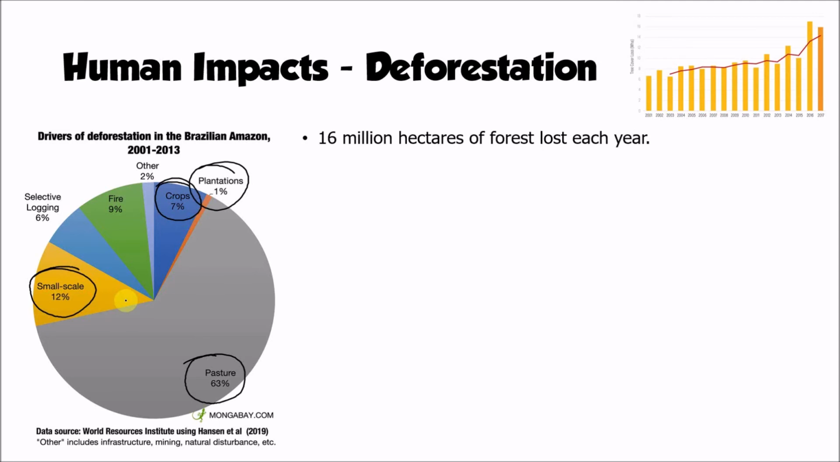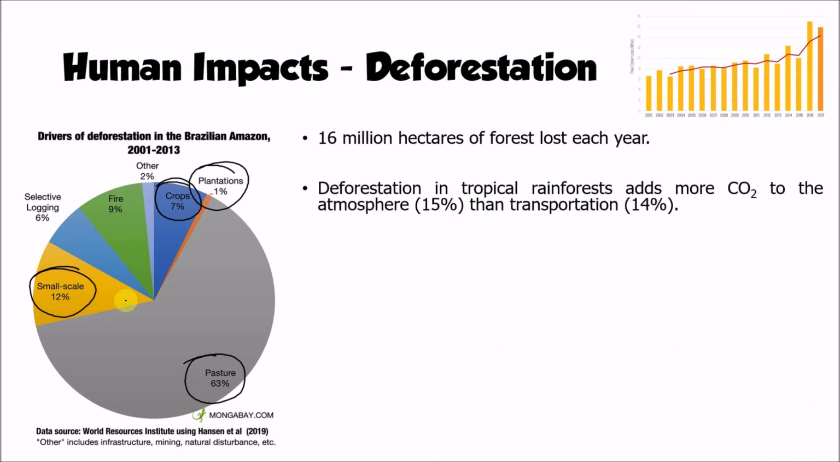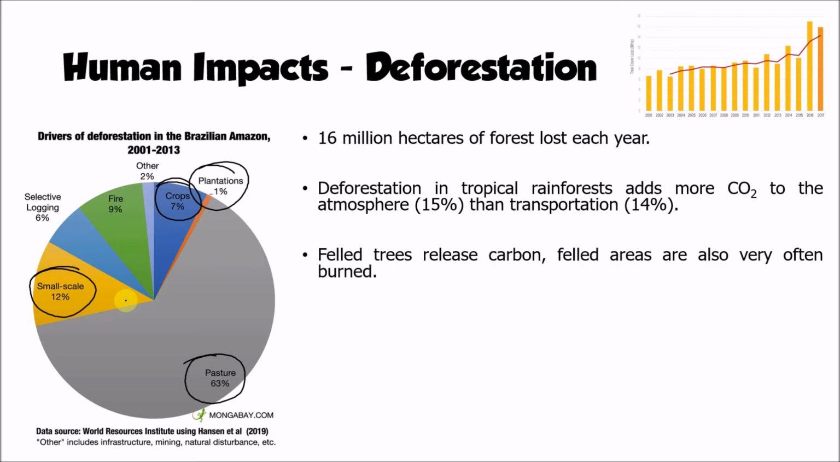Around 16 million hectares of forest is lost each year. And if we look at the levels of emissions from deforestation, we can see that it's about equivalent to the emissions that come from transport. About 15% of our CO2 emissions come from deforestation, particularly in tropical forests, whereas transportation only accounts for 14%. So when we're thinking about how we might tackle some of these problems, reducing levels of deforestation is really important.